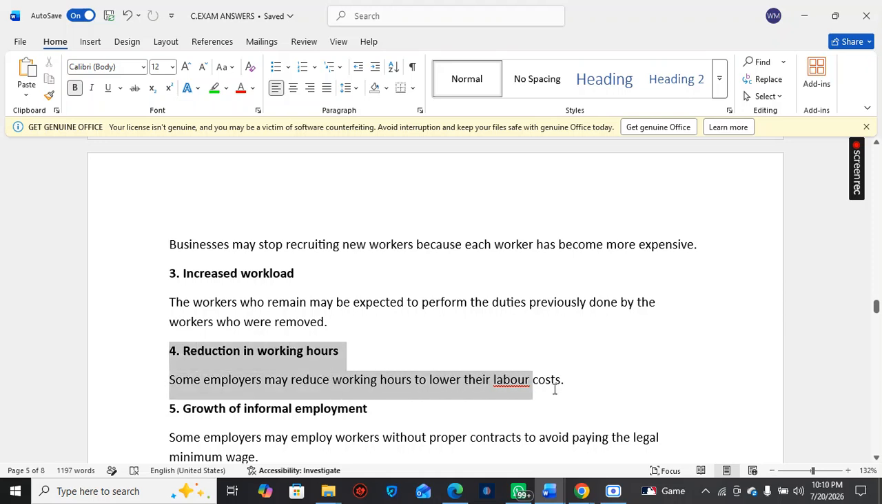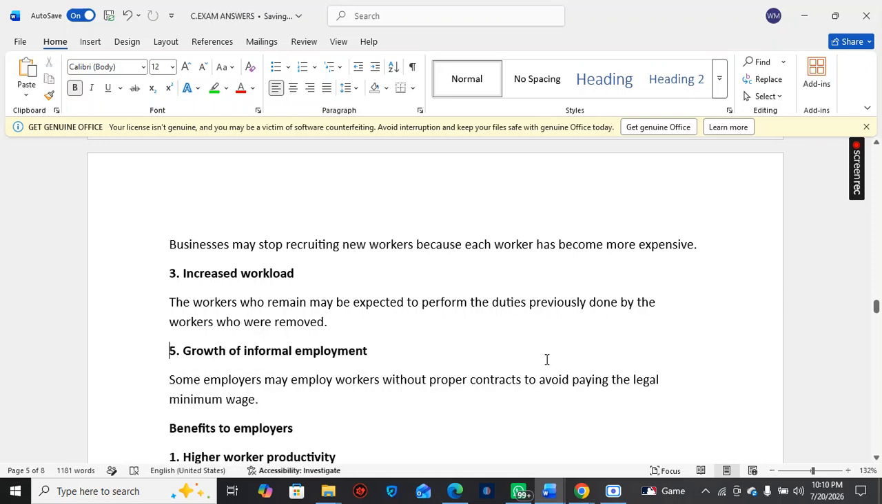This one, reduction in working hours, well, this is a benefit. Yes. Growth of informal employment. So here basically what we're saying is these workers will now have to look for maybe informal jobs or lower paying jobs because their previous job, they've been laid off. And fewer other firms are hiring. So it means now we have to go and look for maybe informal employment.